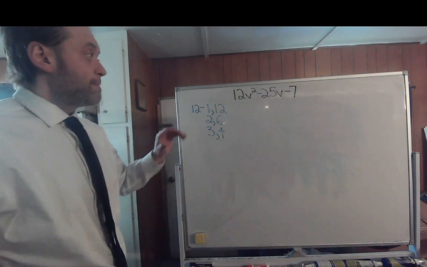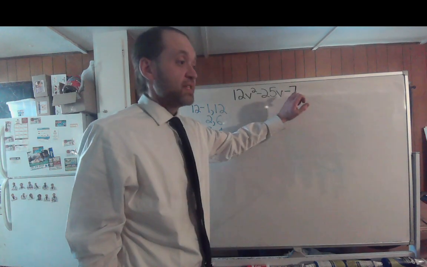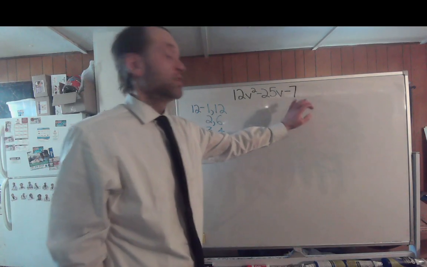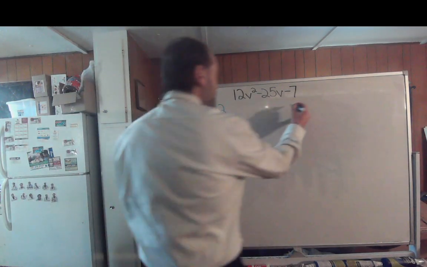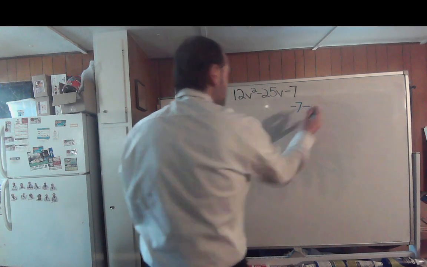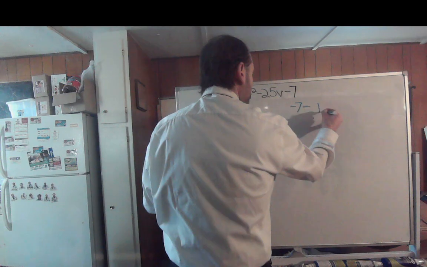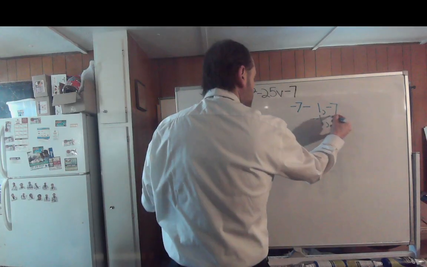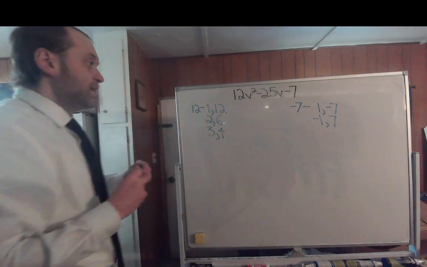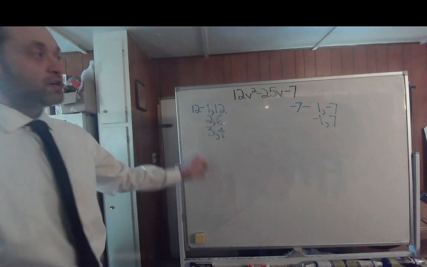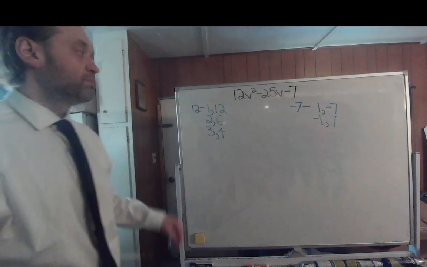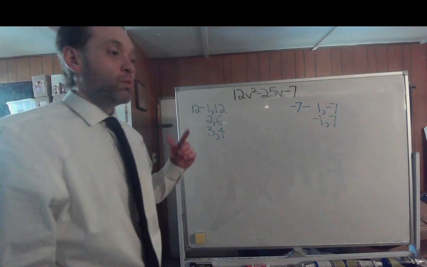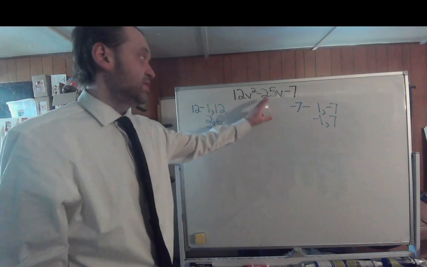Now, the constant term is negative, so that means we need to find a positive and negative factor of negative 7. Well, for negative 7, you have 2 sets of factors. You could have positive 1 and then negative 7, or you could have negative 1 and positive 7. Now let's see if one factor of 12 times a factor of negative 7 plus the other factor of 12 times the other factor of negative 7 will add up to a coefficient of negative 25.